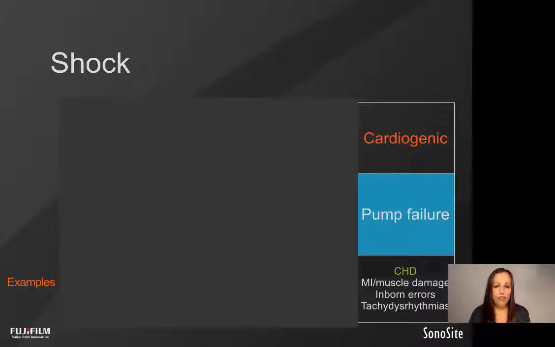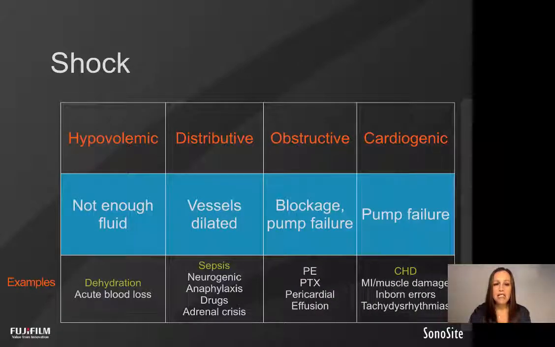And finally is cardiogenic shock. It's exactly what it sounds like. It's the failure of the pump or the heart. And in pediatric patients, this is most commonly found in those with congenital heart disease, but can also be seen with inborn errors of metabolism or patients presenting with tachydysrhythmias. Side by side, you can see all of the different types of shock: hypovolemic, distributive, obstructive, and cardiogenic.